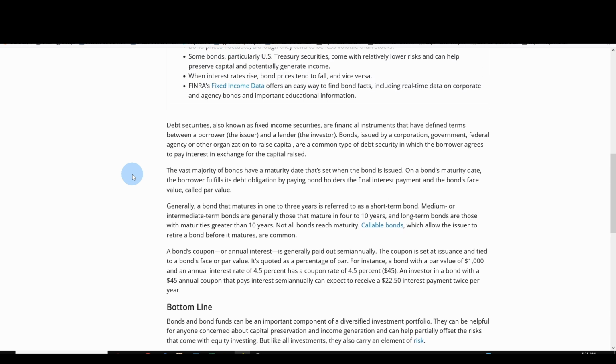Generally, a bond that matures in 1 to 3 years is referred to as a short-term bond. Medium or intermediate term bonds are generally those that mature in 4 to 10 years, and long-term bonds are those with maturities greater than 10 years. Not all bonds reach maturity. Callable bonds, which allow the issuer to retire a bond before it matures, are common.